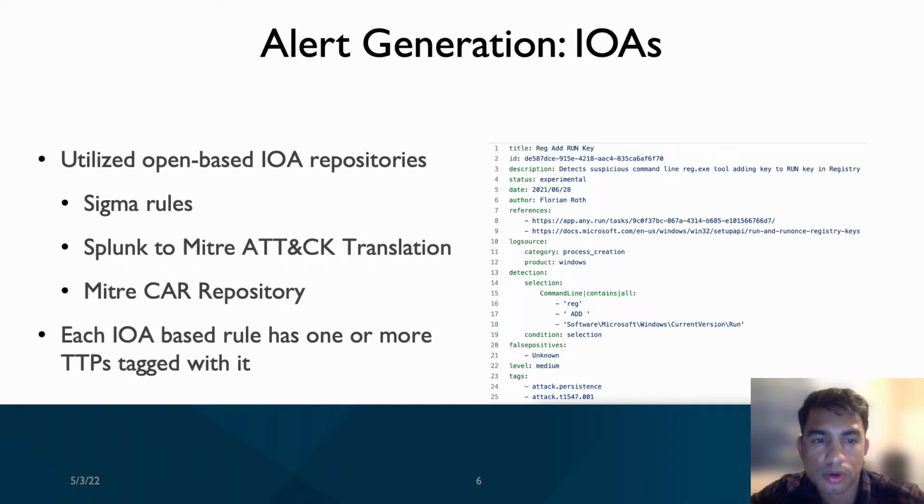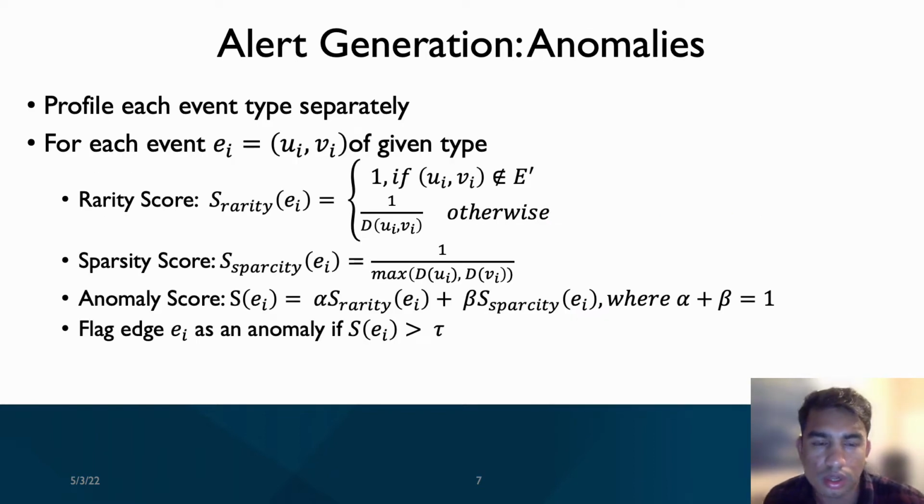Most of the rules for IOA-based detection are compiled from public repositories such as Sigma rules. One thing to note about each of these detection rules is they have one or more MITRE TTP tags associated with them. In addition to the alerts generated by IOA-based matching, we also built an anomaly detector in order to detect events that diverge from the norm but are not detectable by IOA-based signatures.